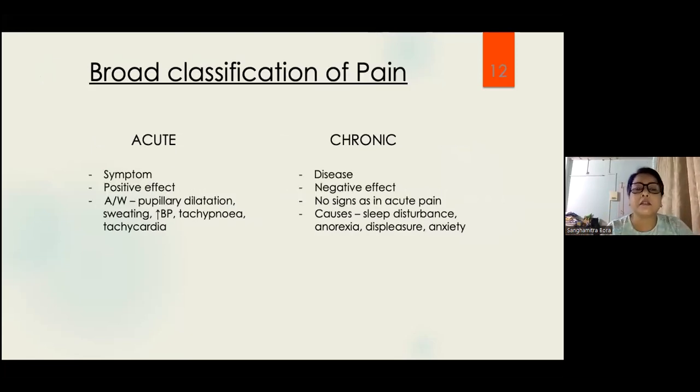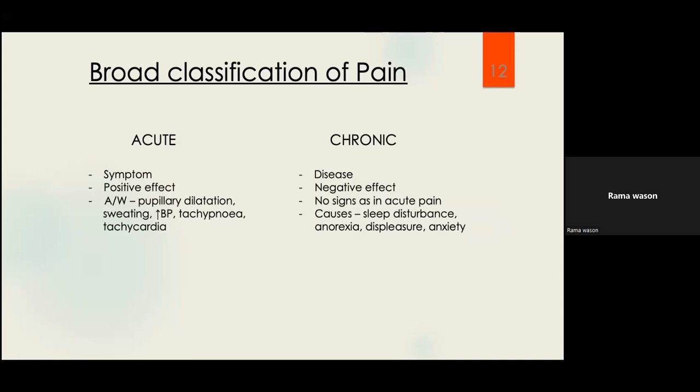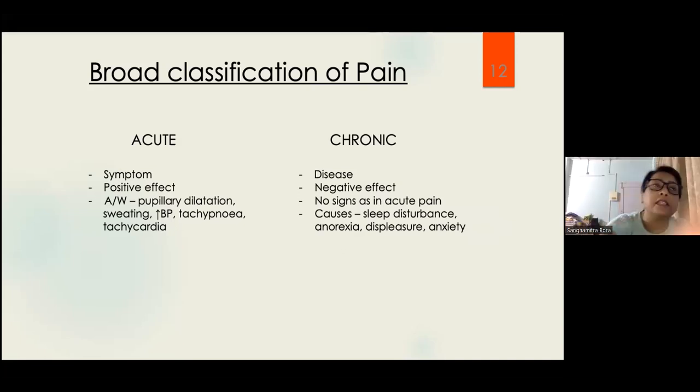So based on this, we can classify pain into two types. One is called acute pain, another is chronic, and it is self-explanatory. But there is a difference, and the difference is that acute pain is considered to be a symptom of a disease. It has a positive effect because it gives us the signal that we need to treat acute pain, because it is a symptom of one disease. It is associated with certain signs like pupillary dilatation, sweating, increased BP, tachypnea, tachycardia, etc.